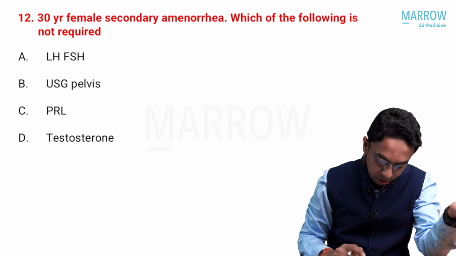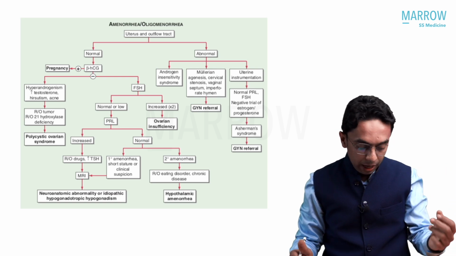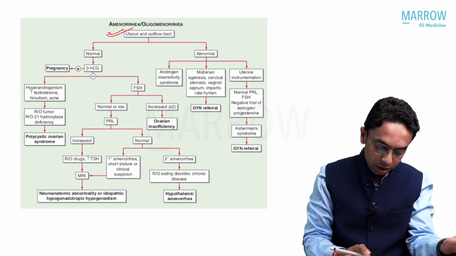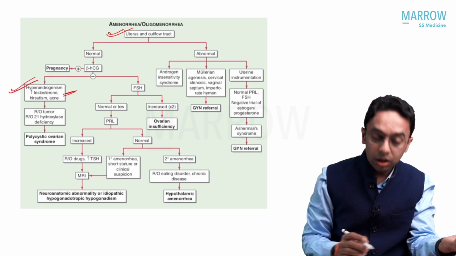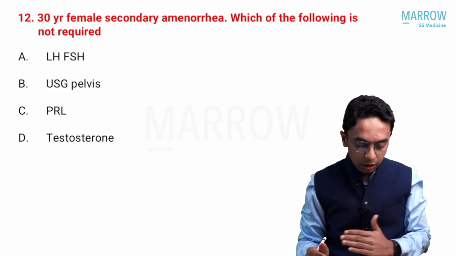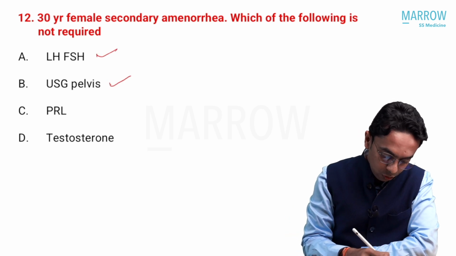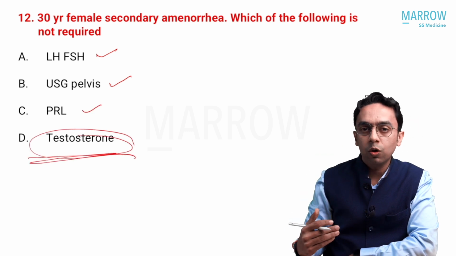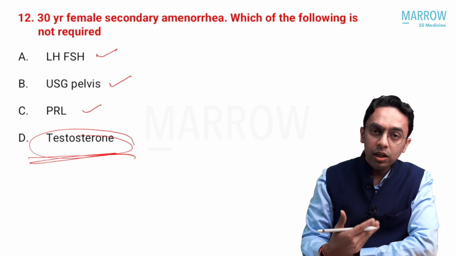Okay, but if you follow this algorithm of the latest edition of Harrison, they first do a USG to see the outflow tract, uterus, and then if there is a hyperandrogenism feature, they take testosterone also. Obviously we will get it done, but in this question there was nothing like that given about the patient. So LH, FSH we do get, USG we do get, prolactin. Testosterone is slightly lower down in the algorithm. It depends on whether the patient has hyperandrogenism features or not. Usually it is not required.